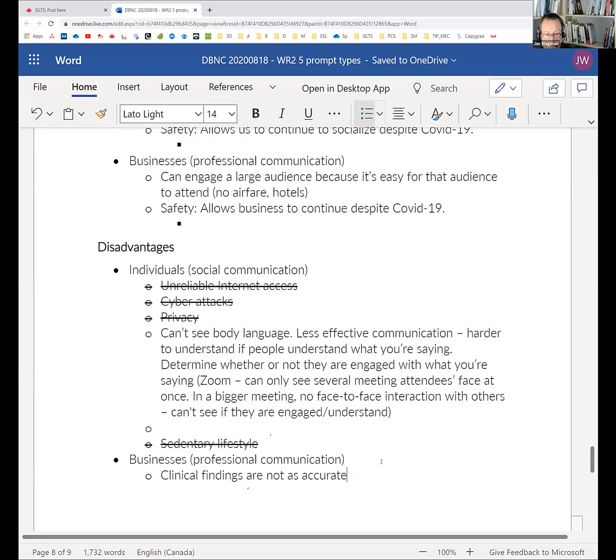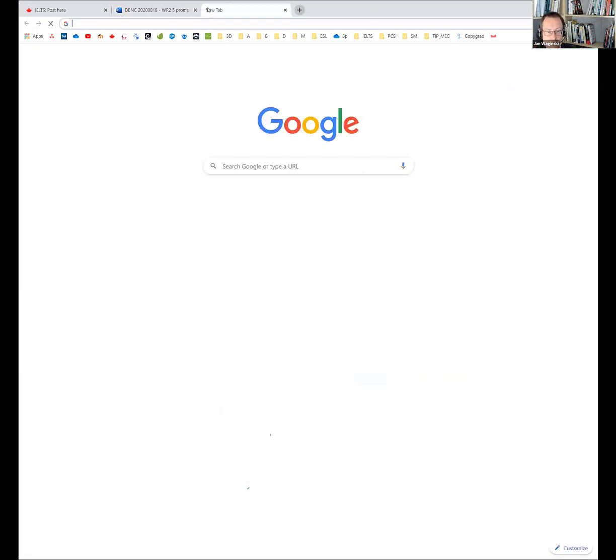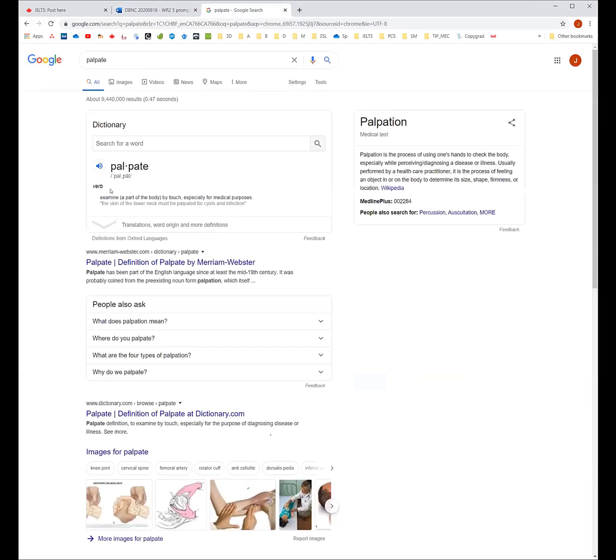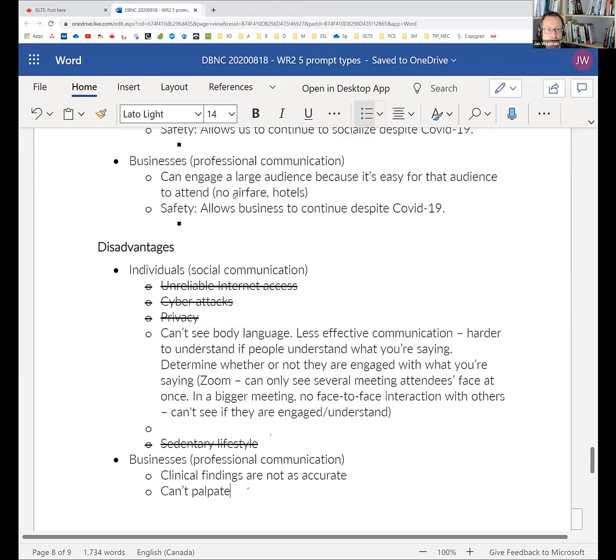Okay. I'm just going to leave it at this. Clinical findings are not as accurate. Like you can't, what do they call it? Palpate? Oh, palpate, yeah. What does palpate mean? Just touch someone to feel how they feel? Yep. Palpate. Examine by touch. Oh yeah. Okay, perfect. Can't palpate.